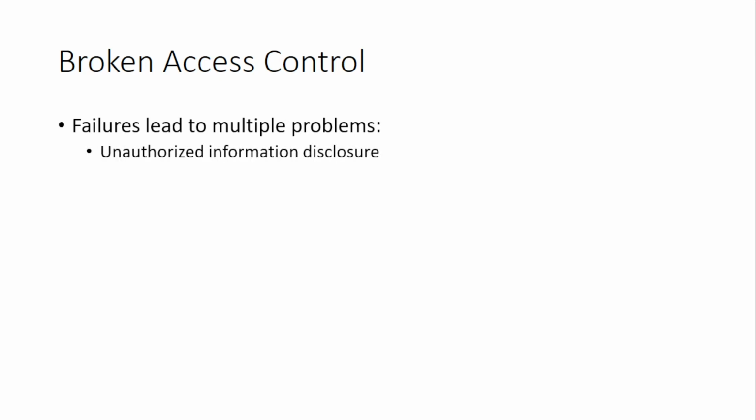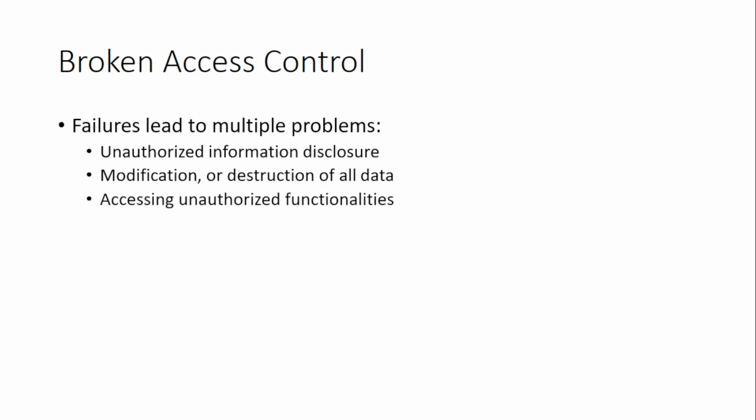Unauthorized information disclosure, like getting access to sensitive information from other users that we shouldn't have access to. Modification or destruction of data. If the access control is broken, someone could modify data without having the rights to do it. And accessing unauthorized functionalities. In other words, broken access control would allow attackers to bypass authorizations and view things that they shouldn't be allowed to view, or do things that they shouldn't be allowed to do.